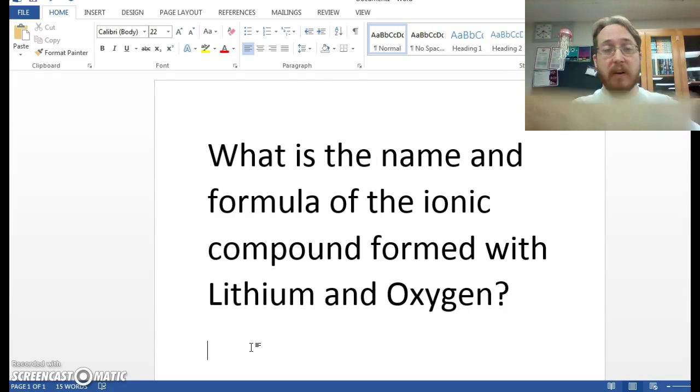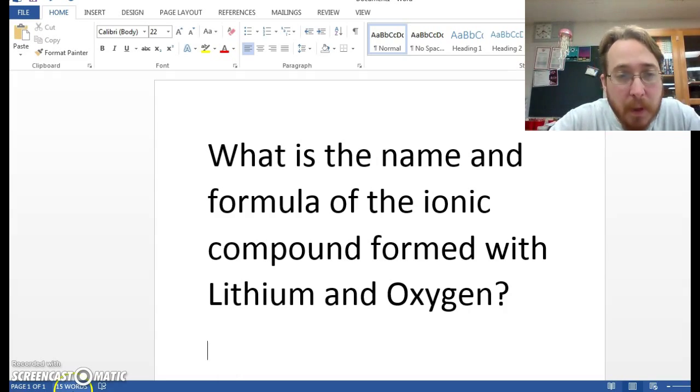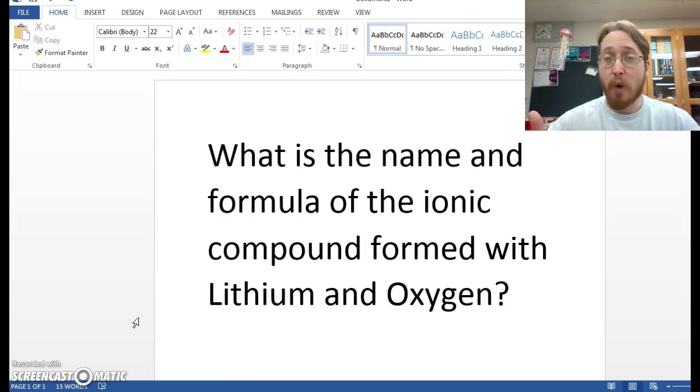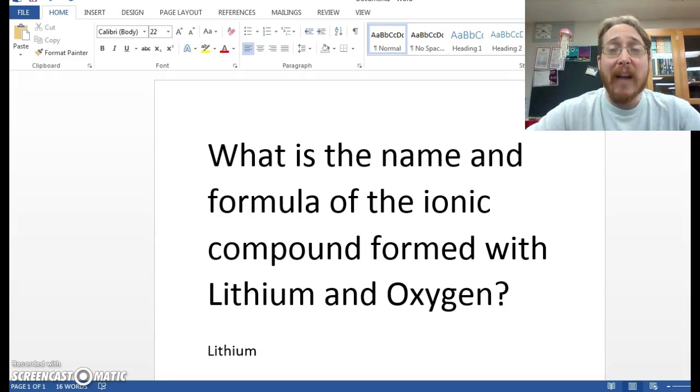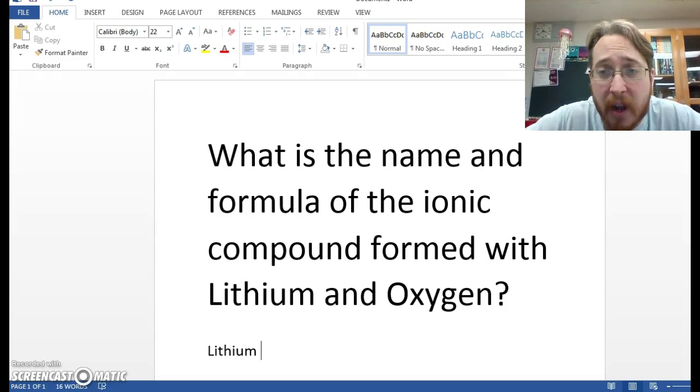So let's look at lithium. Lithium is number 3. It's a metal. It has a low electronegativity. That means it's going to lose electrons, which means it will get a positive charge, which means it's a cation. So lithium, because it's our positively charged ion, its name will come first. And when you write the name, you just write the name. Lithium goes first. So we know that oxygen will be our anion. It will be our negatively charged ion.